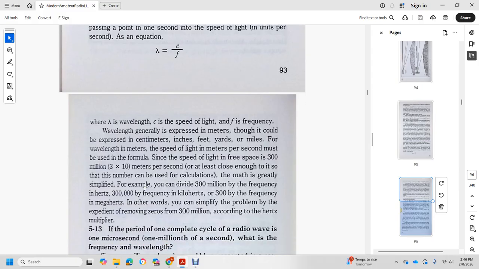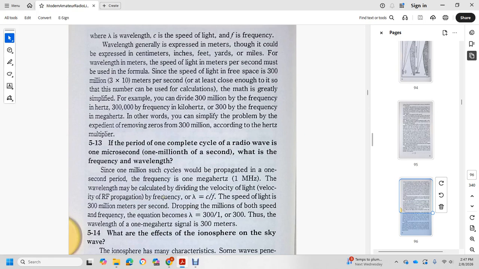Wavelength in meters and the speed of light in meters per second must be used in formulas, and the speed of light is 300 million meters per second, at least close enough for calculation. The method can be greatly simplified. For example, 300 million with frequency in hertz becomes 300,000 with frequency in kilohertz, and 300 with frequency in megahertz. In other words, you can simply remove the zeros from the 300 million according to the frequency multiplier.